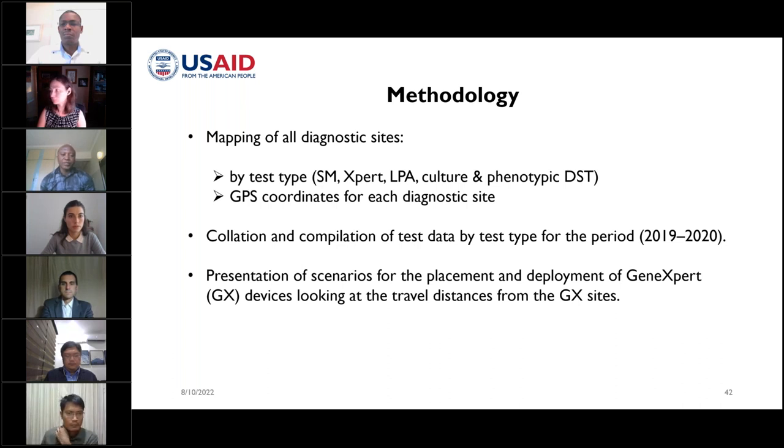So how did we do this? We had to do a mapping of all diagnostic sites by test type: smear microscopy, Xpert, line probe assay, culture, and phenotypic DST. However, I must emphasize that the emphasis was mainly on Xpert testing. We also provided GPS coordinates for each diagnostic site, compiled and collected data by test type for the period 2019 to 2020. And we had some presentation of scenarios for the placement and deployment of additional GeneXpert devices, looking at the travel distance from the existing GeneXpert sites. Next slide, please.